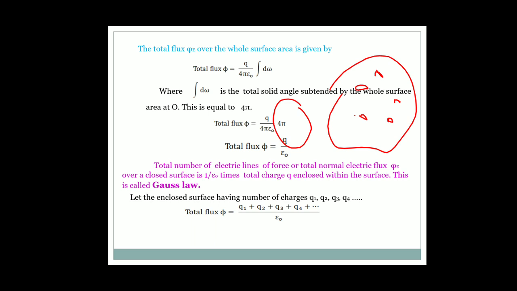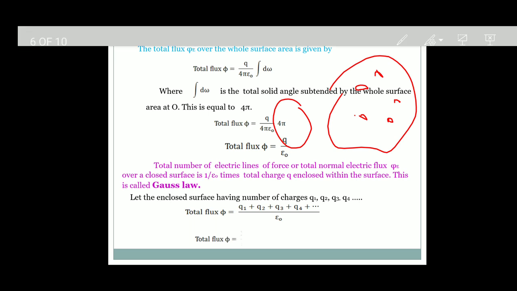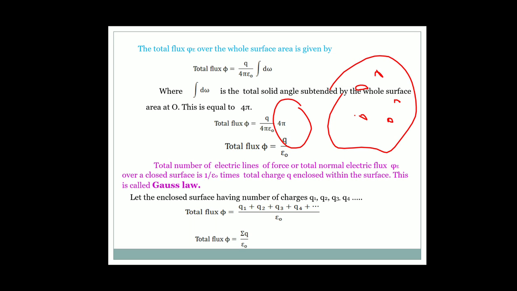If there is any charge inside the closed surface that is negative, for example q2 is minus q2, then the total flux phi is equal to q1 minus q2 plus q3 plus q4 and so on, by epsilon naught. This is actually the Gauss law when the charge is inside the closed surface.